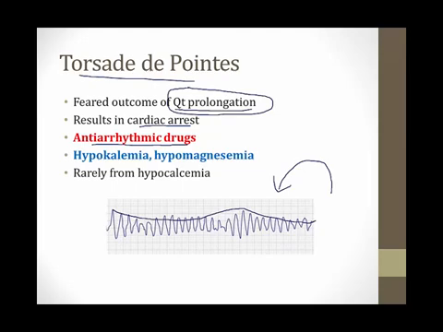You can also get torsade de pointes from hypokalemia and hypomagnesemia. This is not related to QT prolongation. This is related to effects of these electrolyte abnormalities on ventricular depolarization. Rarely you can get torsade de pointes from hypocalcemia. It's interesting. Hypocalcemia prolongs your QT interval. However, it's uncommon for hypocalcemia to lead to torsade de pointes.